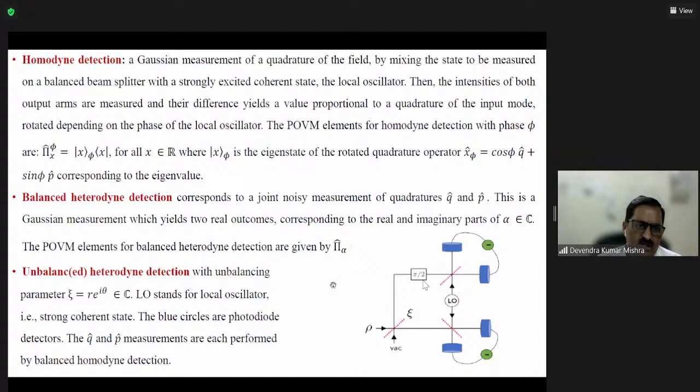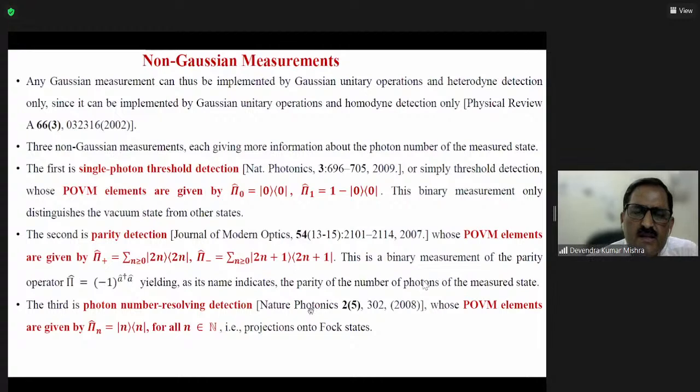And in the case of unbalanced heterodyne detection with unbalancing parameter psi equal to r e to the power i phi, and using a local oscillator, the blue circles are photodiode detectors. The Q and P measurements are each performed with balanced homodyne detection. These are examples of Gaussian measurements. Any Gaussian measurement can be implemented by Gaussian unitary operations and homodyne detection only.